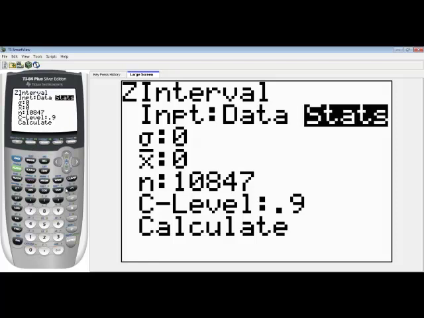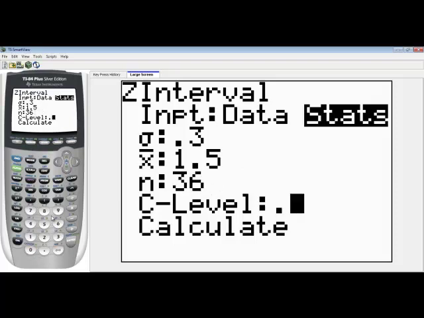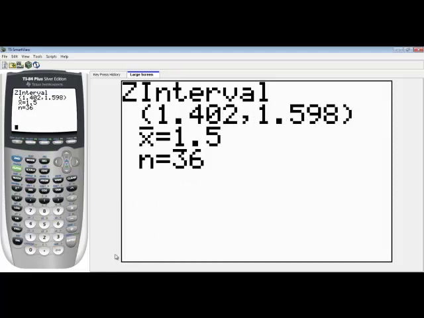Alright, standard deviation for the whole population they said was 0.3. The mean is 1.5. N is 36, and my confidence level on this one is 95, so 0.95. Get all of that put in, go down to Calculate, hit Enter. The mean and standard deviation were given with 1 decimal place, so that's what I'm going to round to, so I'm going to make this 1.4 and 1.6. And then they give you the X bar, just in case you didn't know that already. We did in this case, and the N.